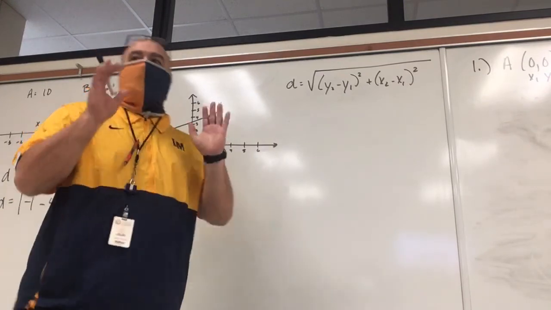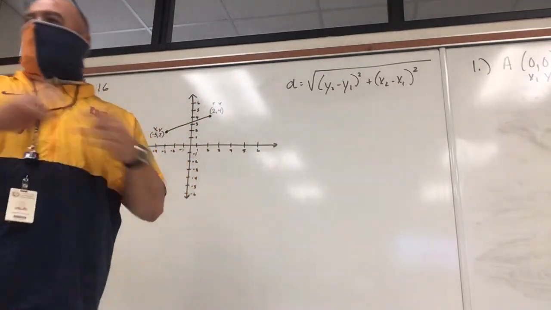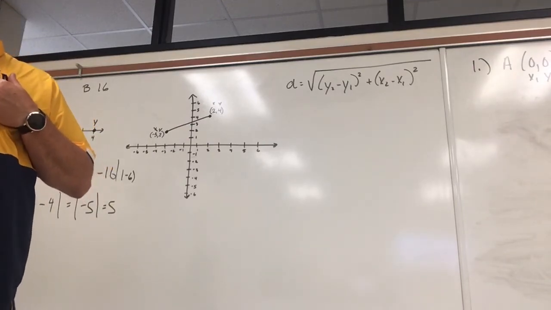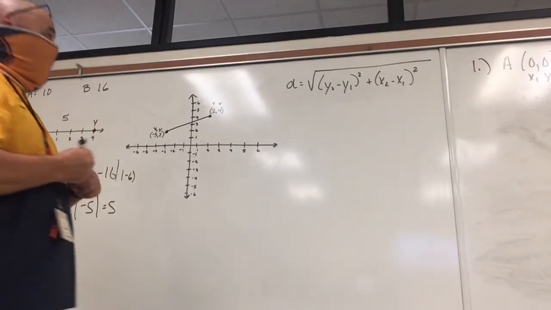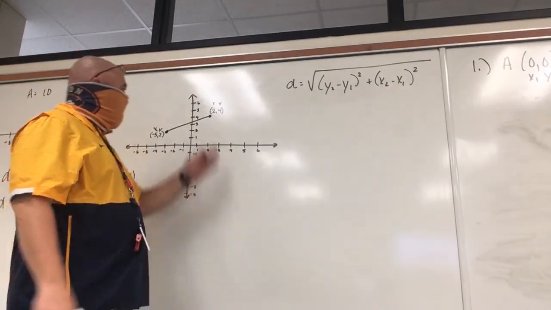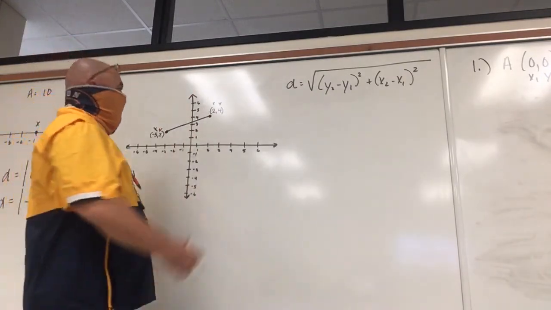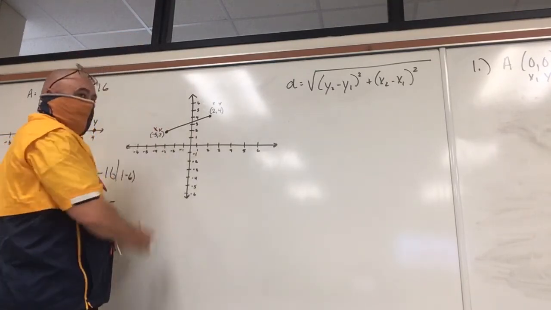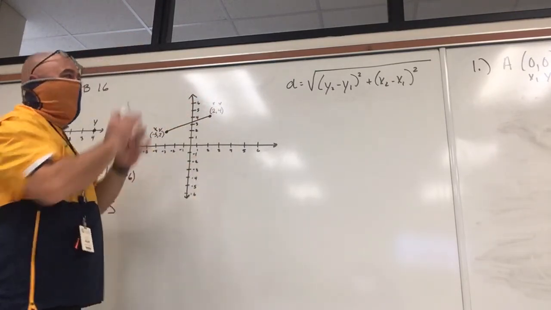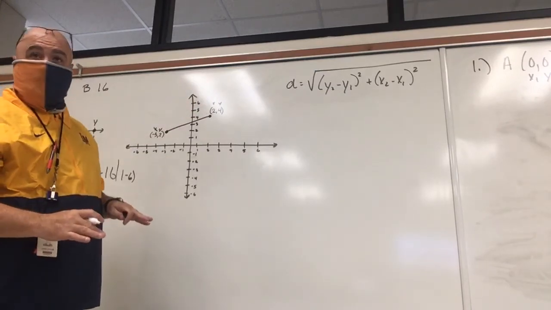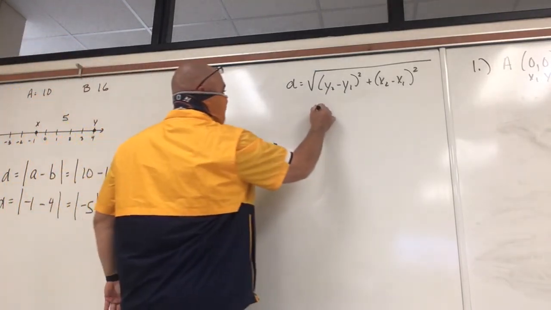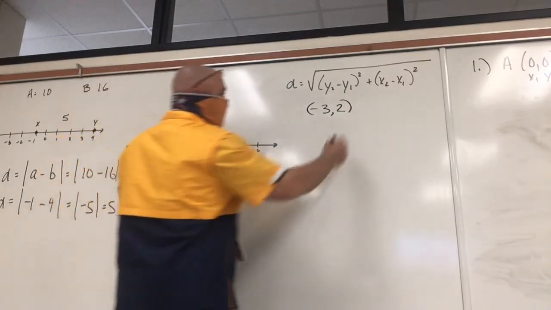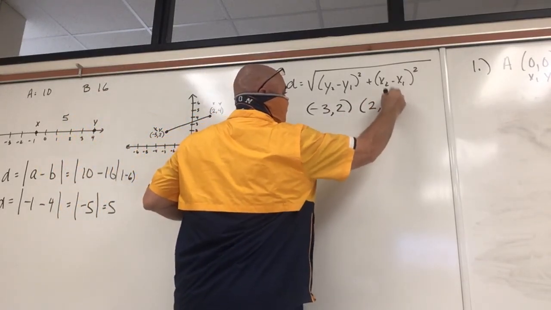Okay, so here's how I do these problems. You don't have to do it like me. It just makes my life easier to do it this way when I'm teaching. Okay, so the first thing I do is I list each one of these points. It doesn't matter which one you put first. I'll reiterate that. I can put this one first or I can put this one first when I write them down underneath the formula. Okay, so I'm going to write down -3, 2, and I'm going to write down 2, 4.